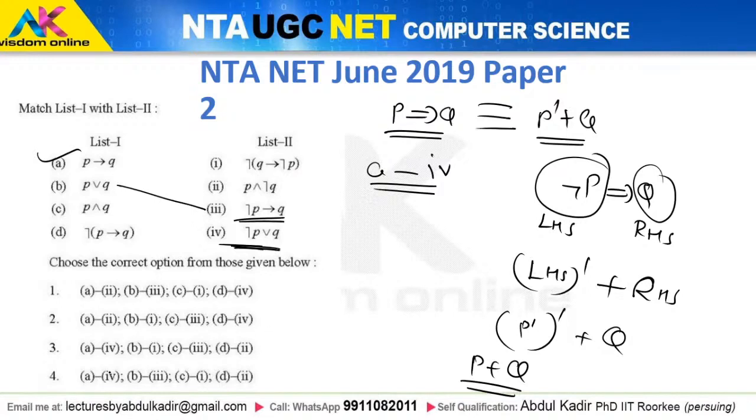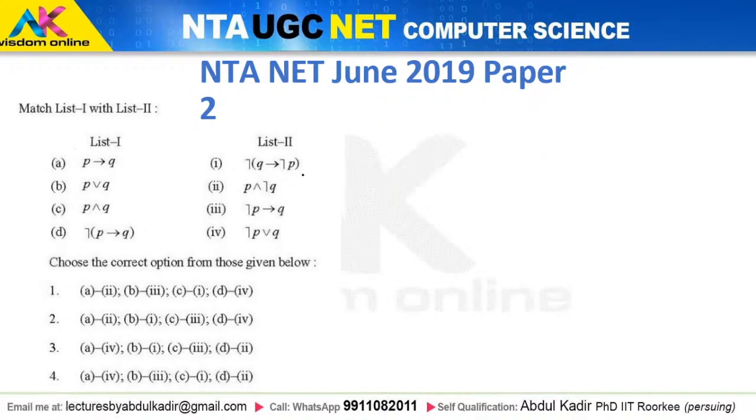So this A is matching with fourth and this third is matching with B. So for our answer, you don't even need to check further. You can directly answer that the answer will be the fourth option. But of course you can solve the remaining things also. For example, let me solve this.